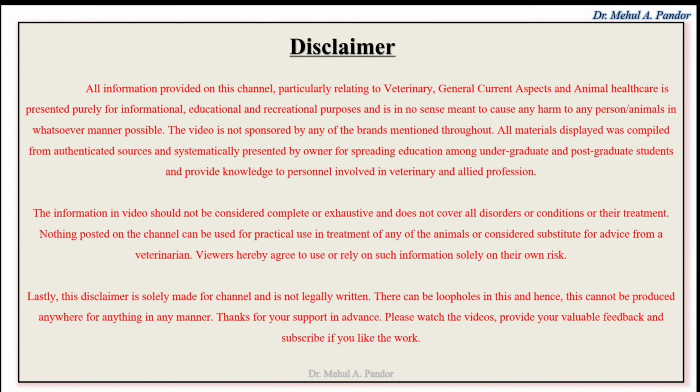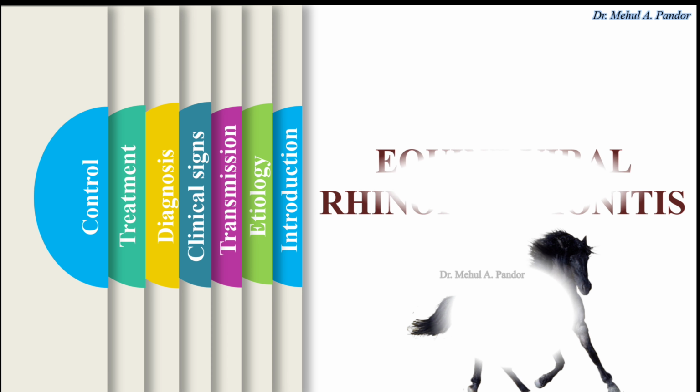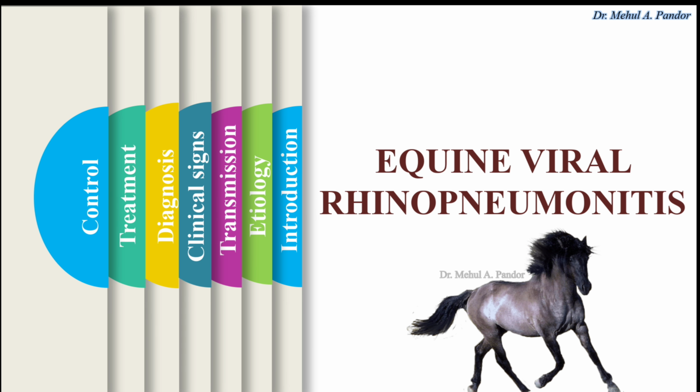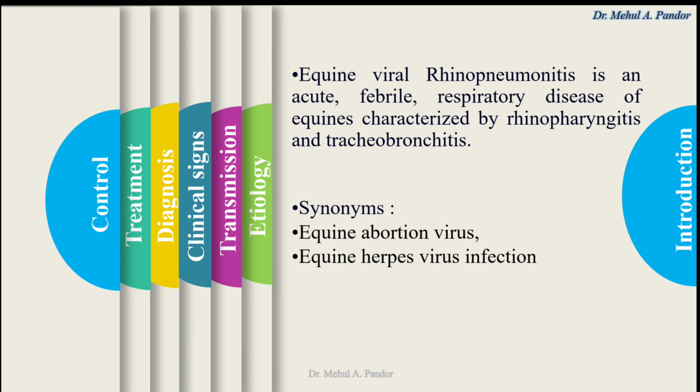Hello everyone. Today we are going to discuss a very important disease of the horse, that is equine viral rhinopneumonitis. Equine viral rhinopneumonitis is an acute febrile respiratory disease of equines characterized by rhinopharyngitis and tracheobronchitis. The synonyms are equine abortion virus and equine herpes virus infection.